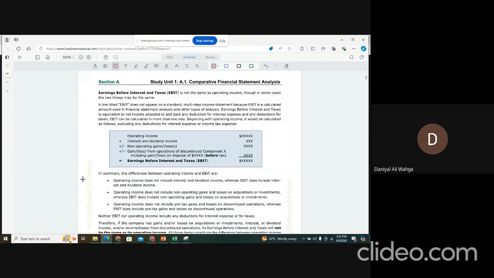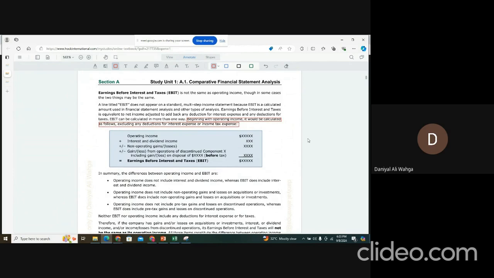It is further explaining that the multi-step income statement is being calculated and used for analysis. Earnings before interest and tax is equivalent to net income adjusted back for any deduction for interest expense or taxes. Now, it explains that my net income and my EBIT are equal. It relates to my US GAAP working, beginning with my operating income. It is calculated as below. You can see it.